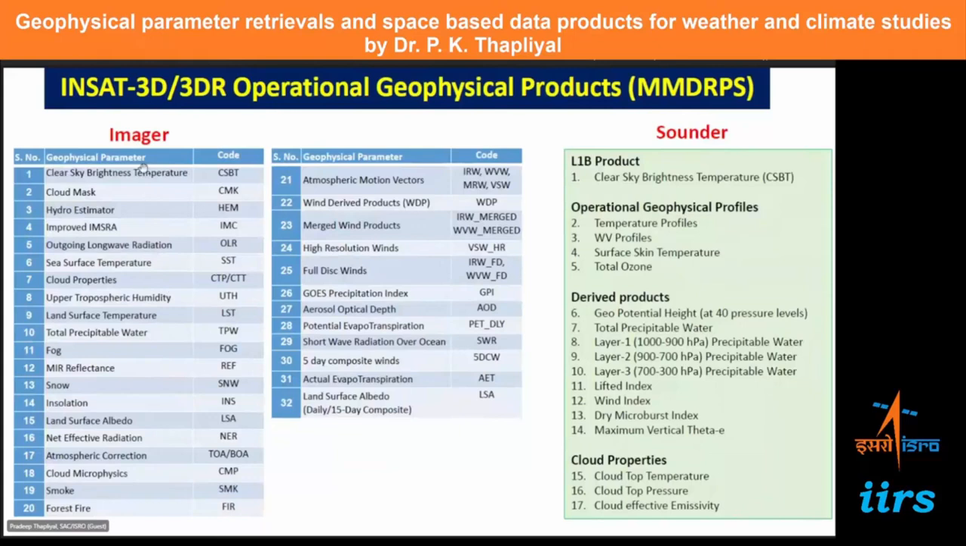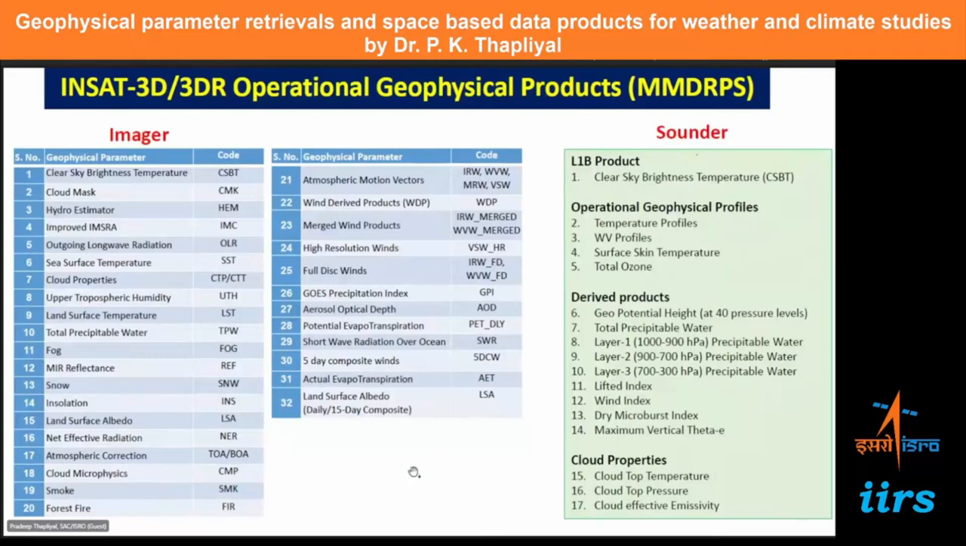So you can see there are so many products which we retrieve from the imager. There are almost more than 32 products. And from the sounder also we get temperature profile, humidity profile, surface skin temperature, total ozone, and then there are various other derived products you can see from this list. And then cloud properties. One of the most important things for a forecaster is cloud properties, that is cloud top temperature, cloud top pressure, and cloud effective emissivity. From the imager also we have cloud products available like cloud mask, and you can see here cloud microphysics, that is the cloud effective radius and cloud optical depth.